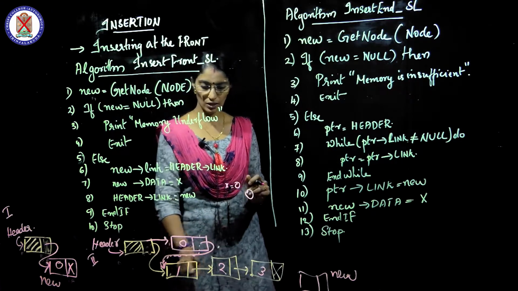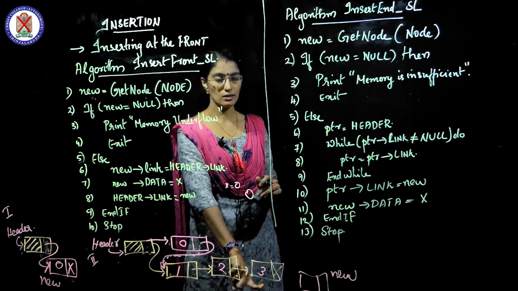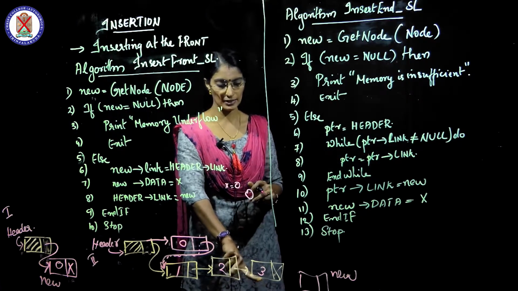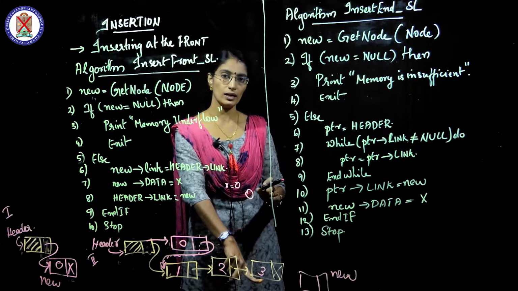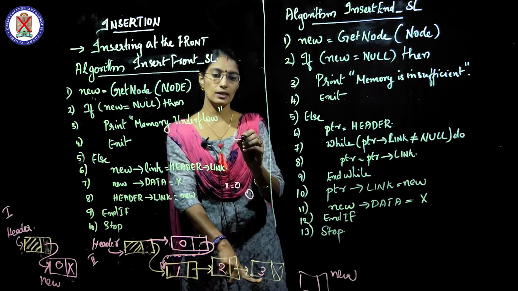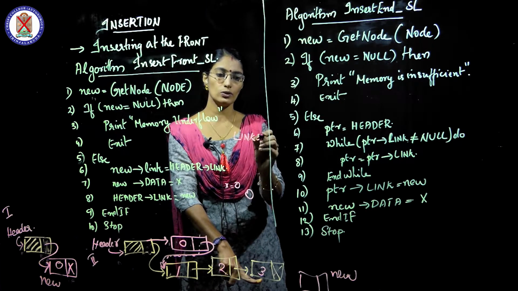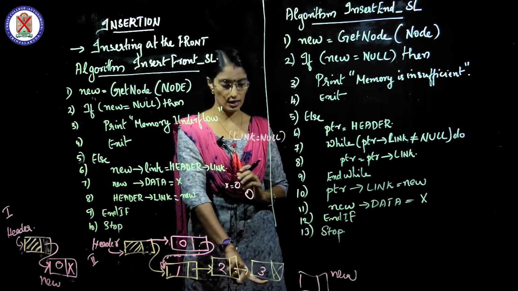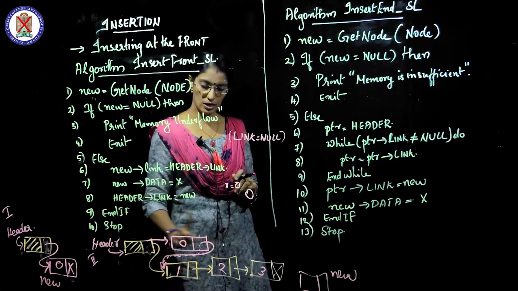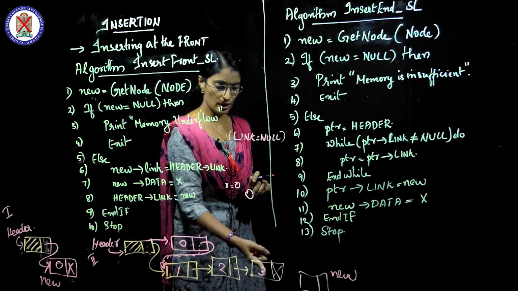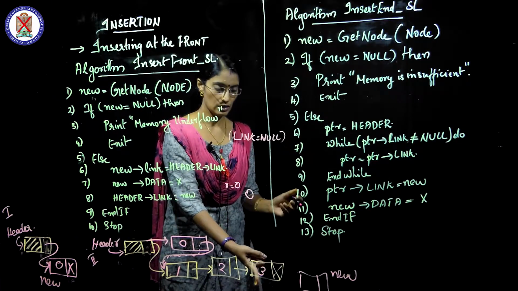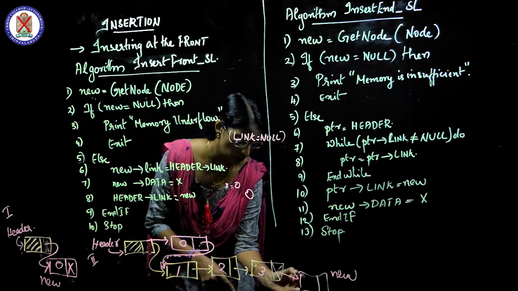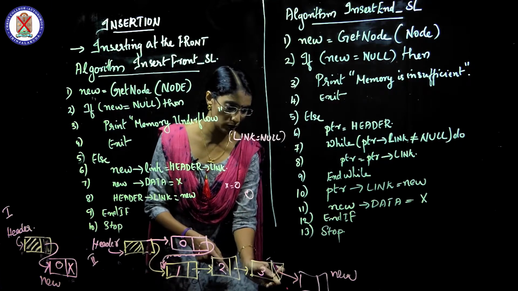So we have to reach the last node by traversing the linked list, and for traversing until the end, you need a condition: the link part is equal to null. Link part equal to null means you have reached the last portion. So first you traverse, you have reached here, and then nothing much more. You just have to create a connection here.